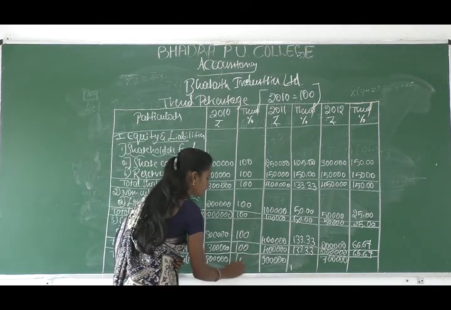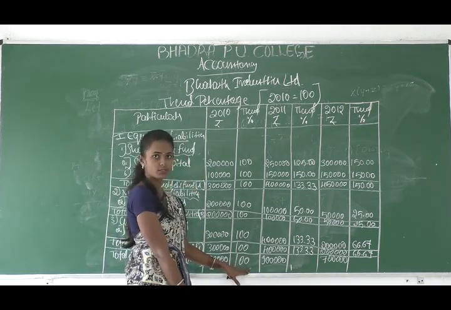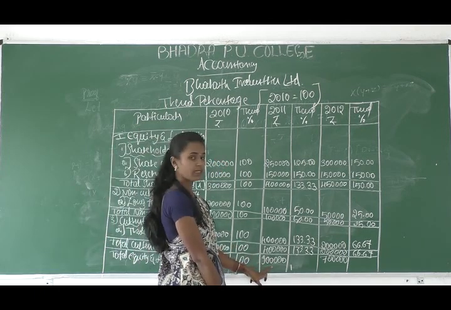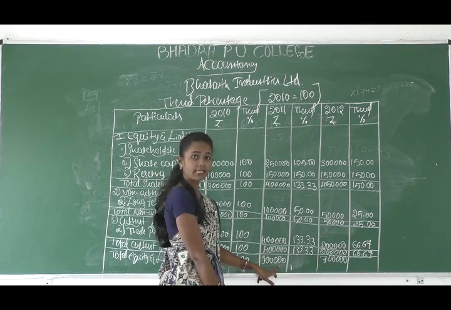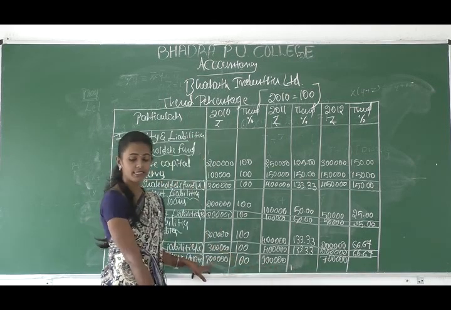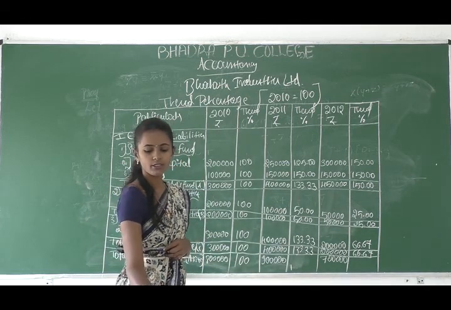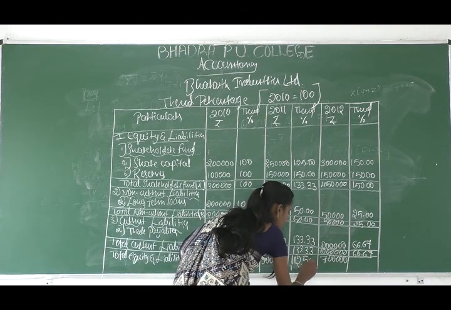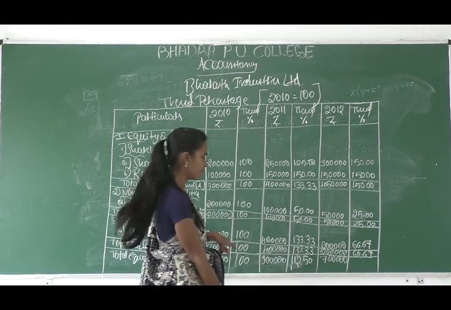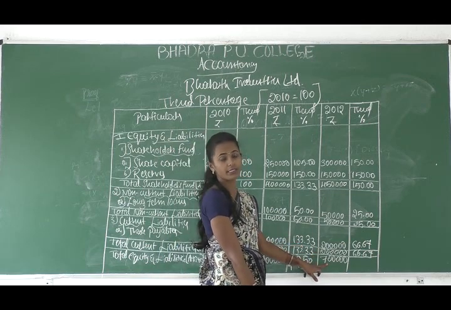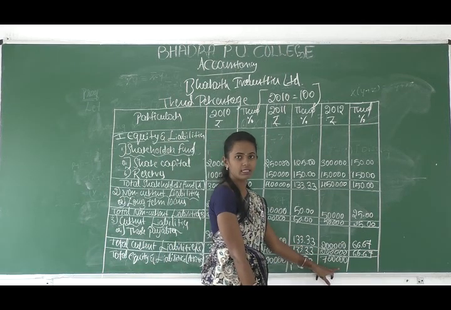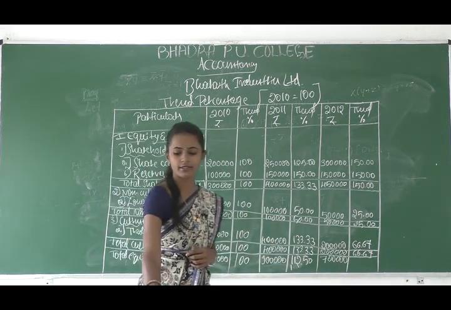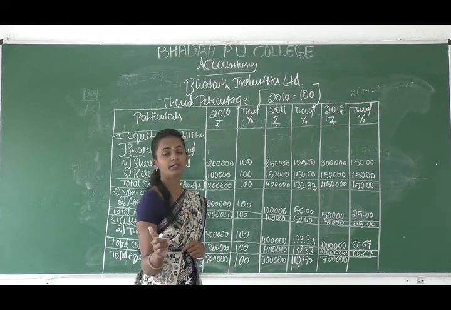Okay, so finally, total equity and liabilities. In 2010 again our trend percentage is 100%. Why? Because this is our base year. Next, in 2011 our total equity and liability amount is 9 lakh. So 9 lakh divided by 8 lakh into 100, then you will get 112.50%. And in 2012 our total equity and liability amount is 7 lakh. So 7 lakh divided by our base year value 8 lakh into 100, there you will get 87.50%.